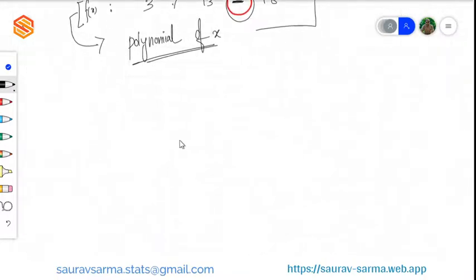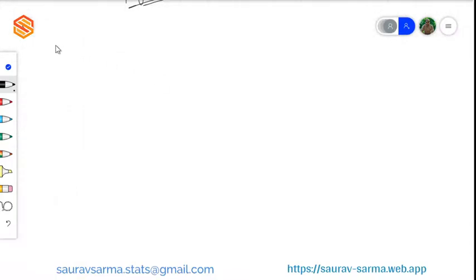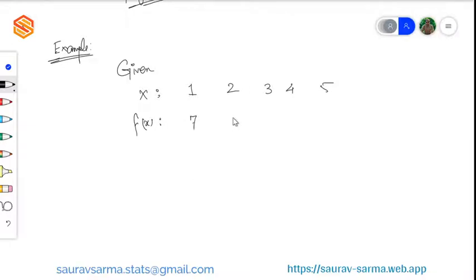In that example I will try to explain the concept. So let's say, example. So given x and f(x), okay, the values of x are 1, 2, 3, 4, 5 and correspondingly the values of f(x) are 7 and this is missing, this is 13, this is 21 and this one is 37. So what we want is, when x equal to 2, what is the value of f(x) we do not know, and we want to find it out.